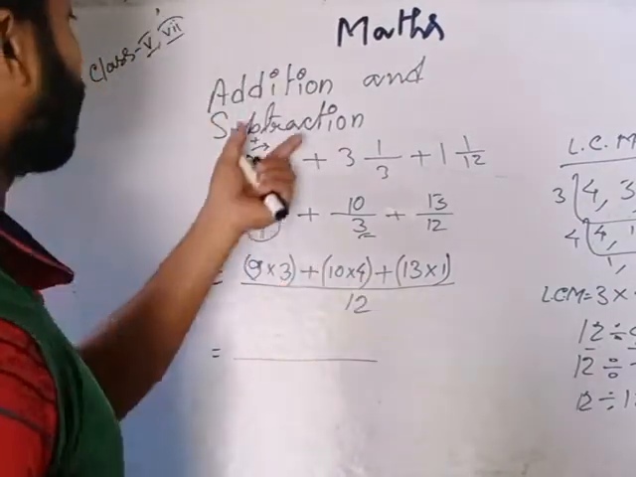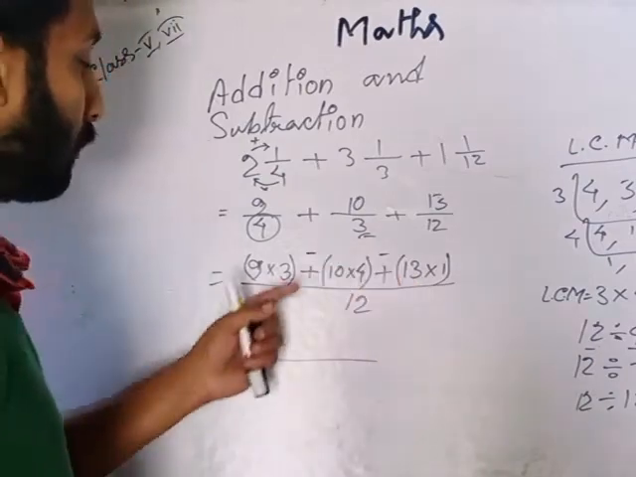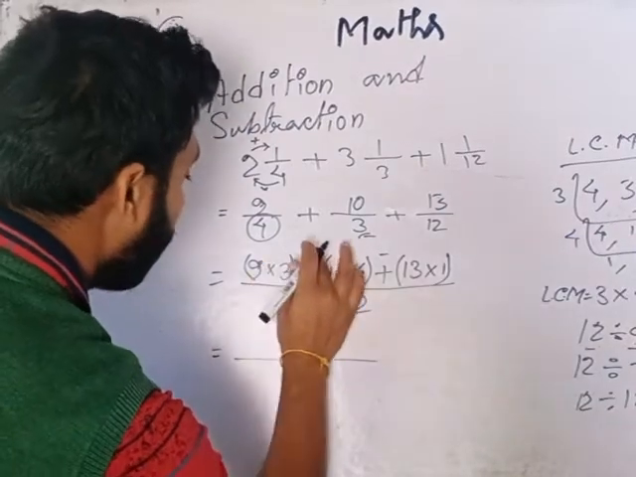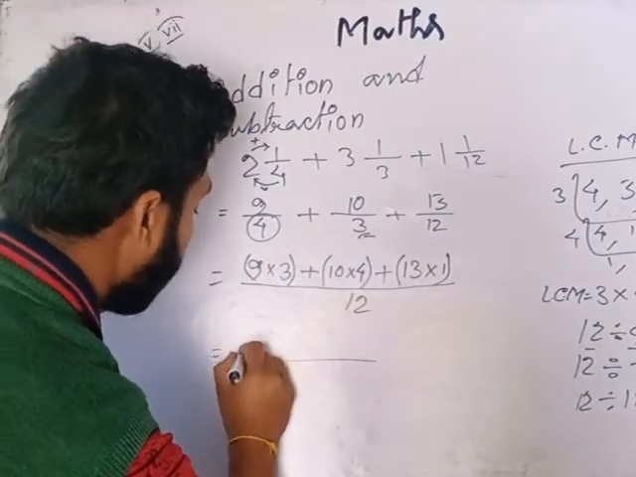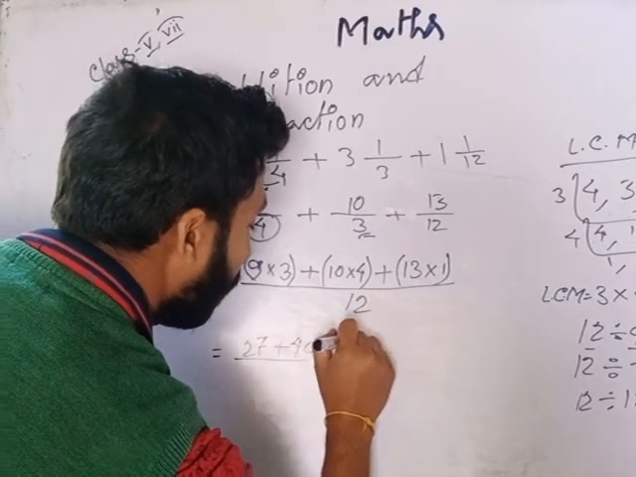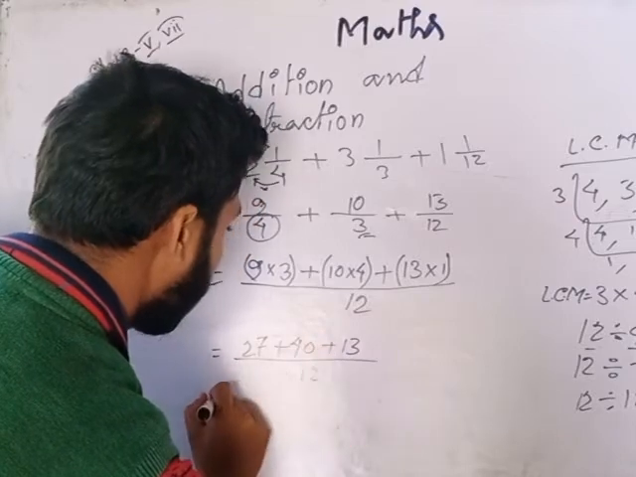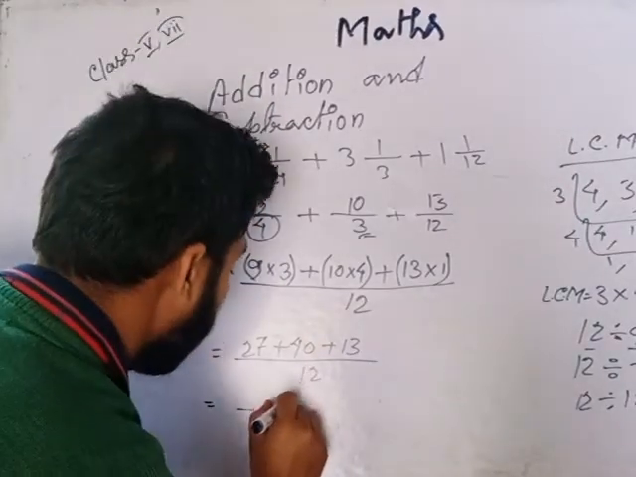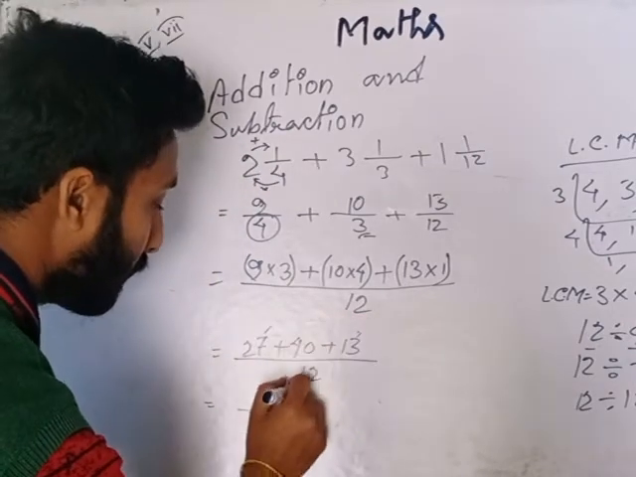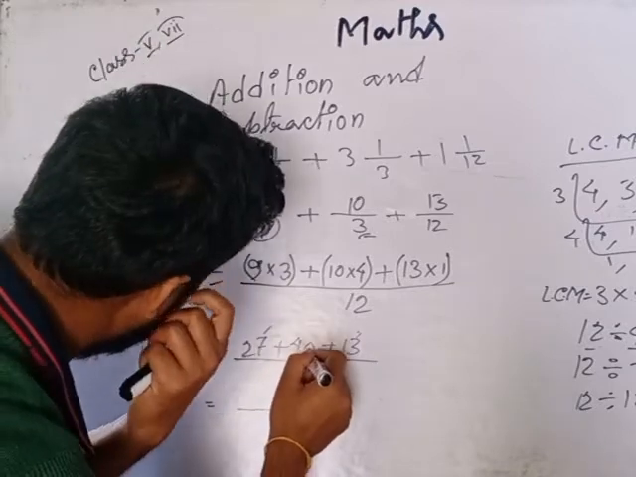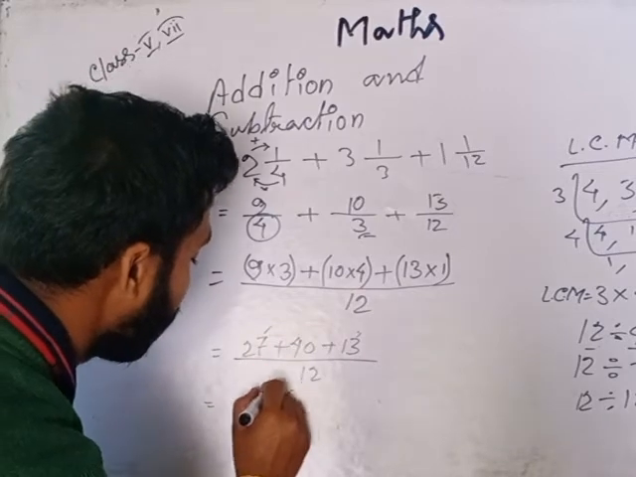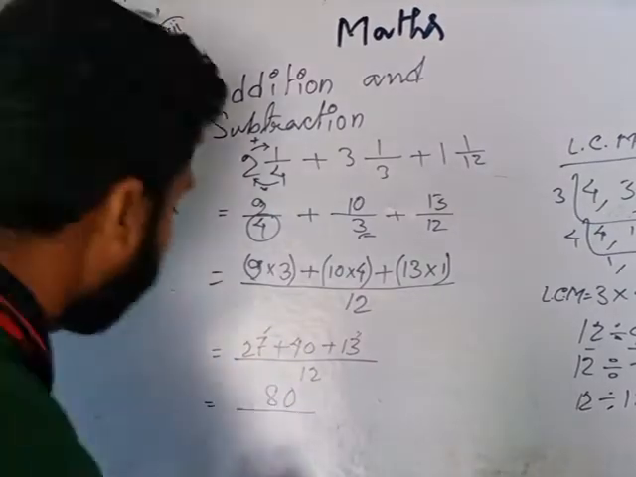If it is minus or subtraction, then we should write here the subtraction sign and subtract the number. If it is addition, then we should add it. 9 3s are 27. 4 10s are 40. 13. 4 7 plus 3, that is 10, 0. 1 goes, 1 carries to the next left. 4 plus 1 is 5. 5 plus 2 is 6. 7 plus 1, that is 8 by 12.